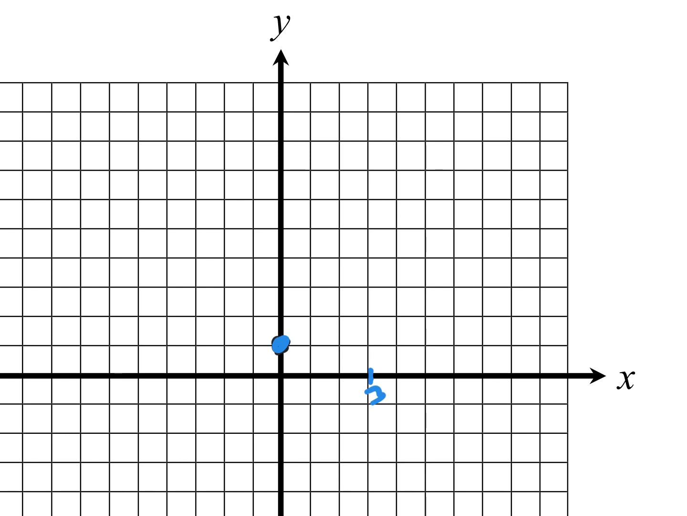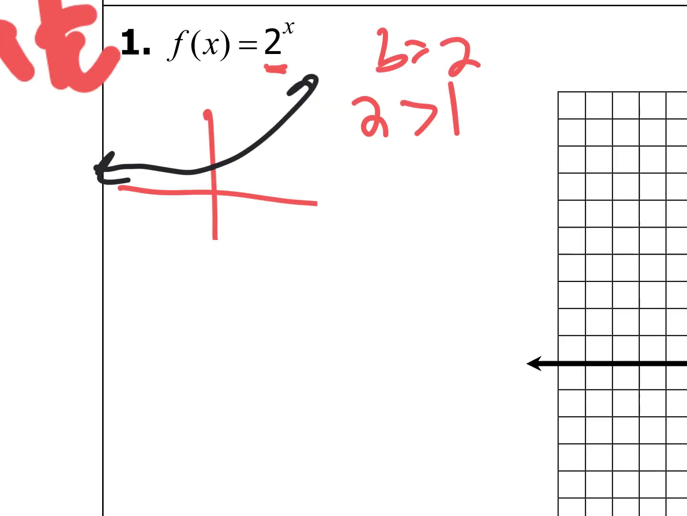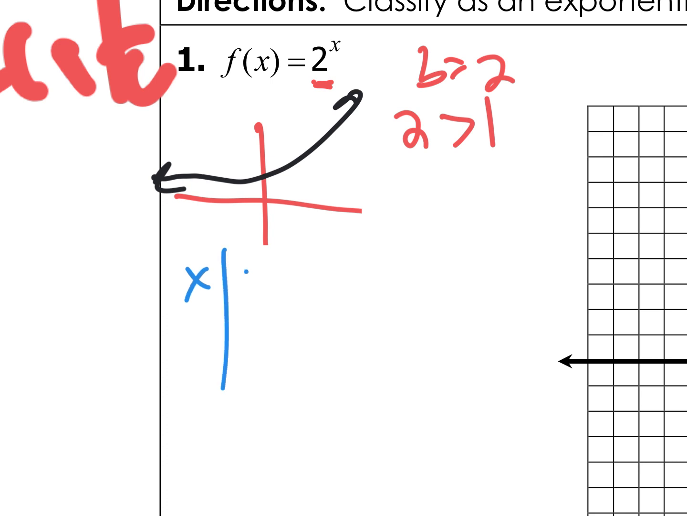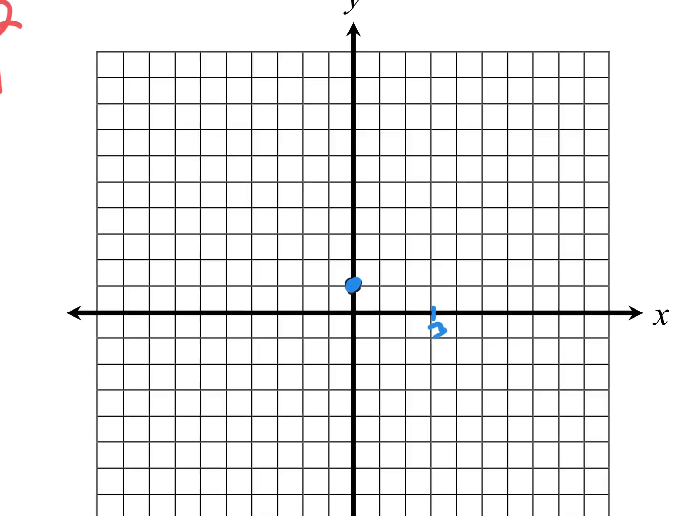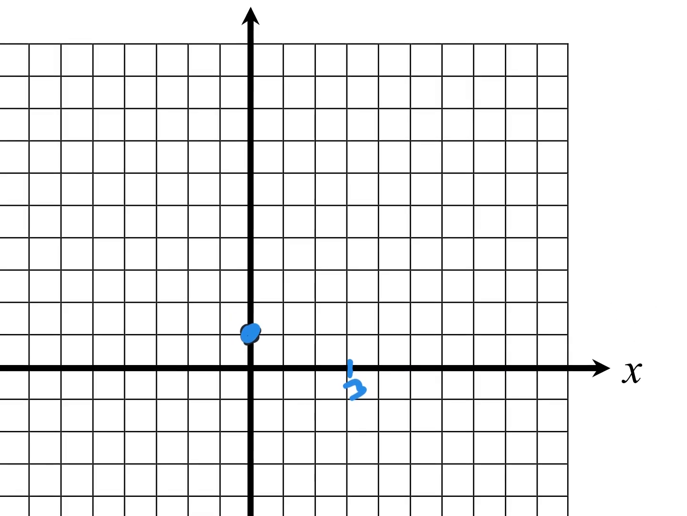8. How do we know it's an 8? Because if I made a table and I plugged in a 0, I get a 1, because 2 to the 0, anything to the 0 power is always 1. If I plugged in a 3, that's 2 to the 3, which is 8. So I go to my 3 and I count up 8. 1, 2, 3, 4, 5, 6, 7, 8.